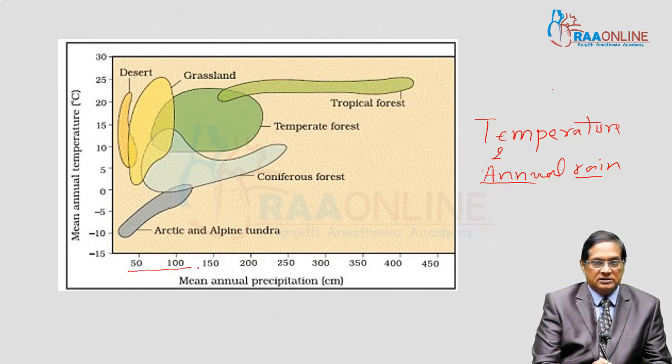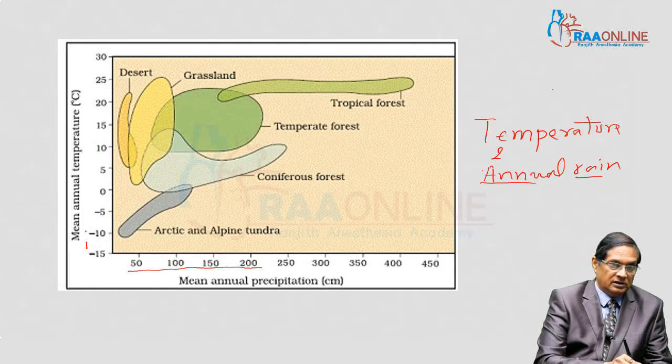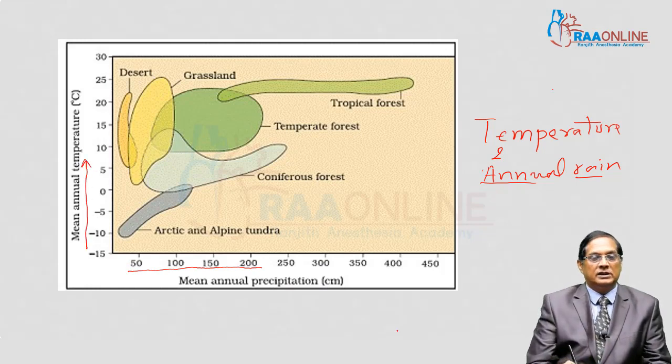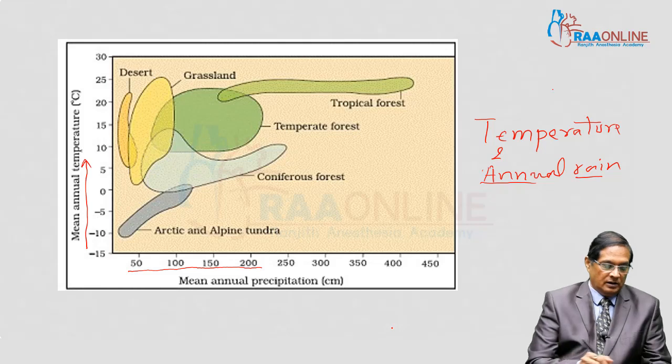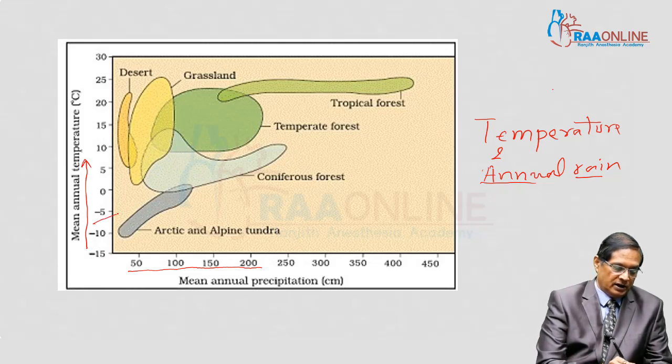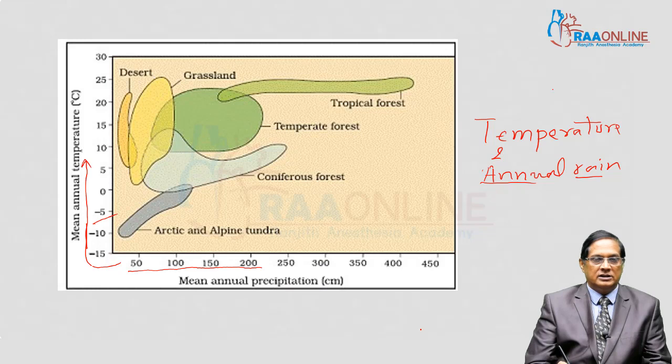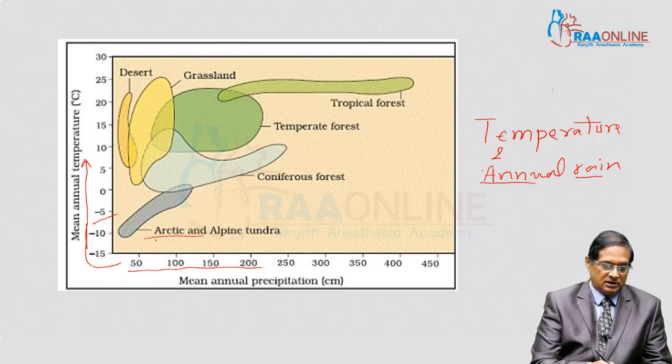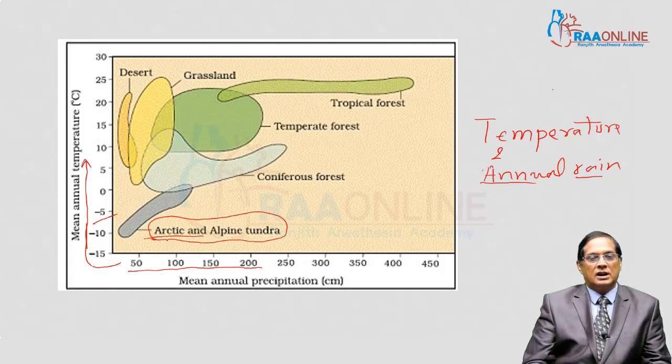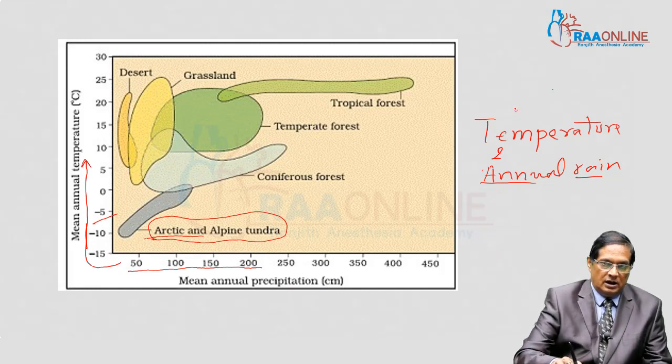See this one. This line is concerned with precipitation, and this is with temperature, increasing temperature. In the lower temperature range, that is minus or below zero, these conditions are seen in the Arctic tundra and in the alpine area. Why alpine? Because the alpine area is at high altitude.